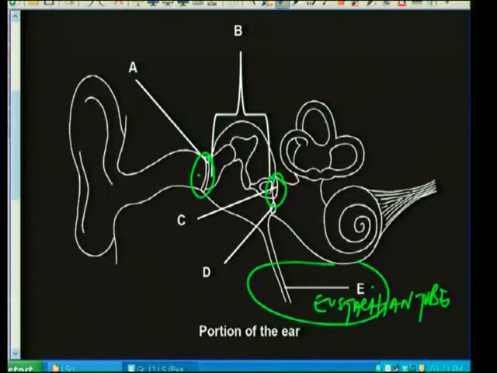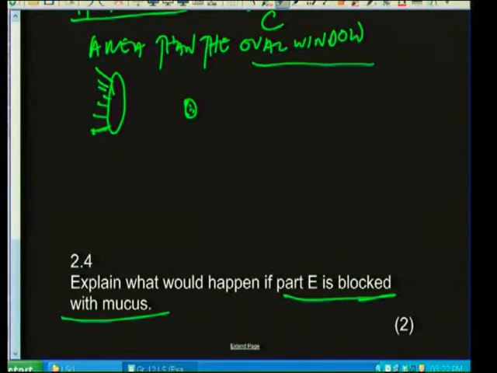And what's going to happen if it's blocked with mucus there, especially if you have a cold or a flu? Again, when they ask these type of questions, when they say explain or predict what will happen if something happens to this thing, the first thing you got to ask yourself is, what does this thing do? The eustachian tube is there to balance pressure on either side of the tympanic membrane, from the outside and from the inside. So if it is blocked with mucus, it would not be able to do this.